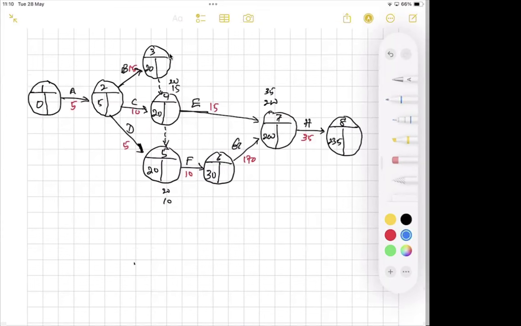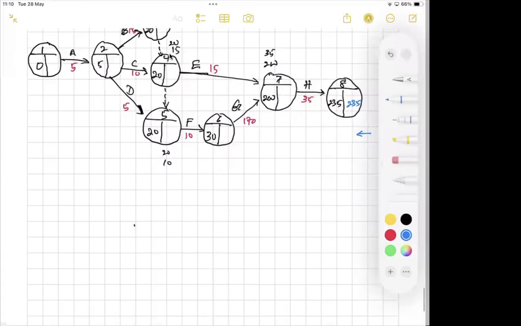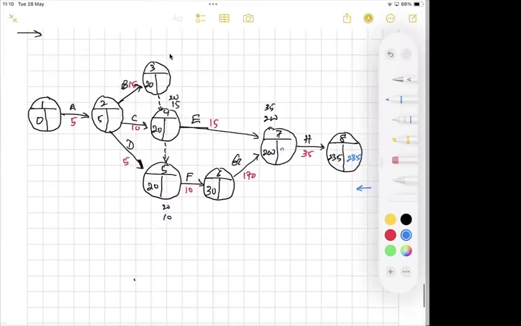Then you can do the backward pass calculations. The backward pass calculation will be started from the right hand side of the network diagram. Right? Then late finish time of the last activity equals the early finish time of the last activity if we do not have any imposed date. Therefore, 235 is the late finish time of activity H. Then 235 minus 35, 200, right?